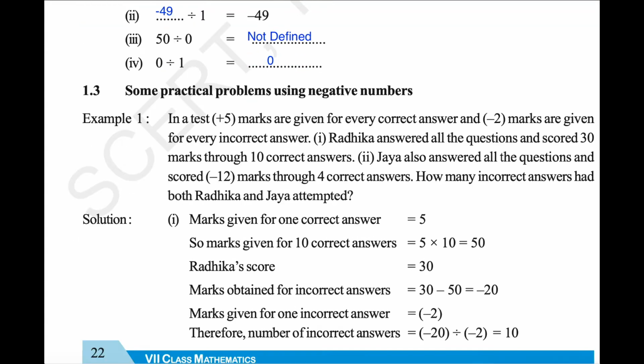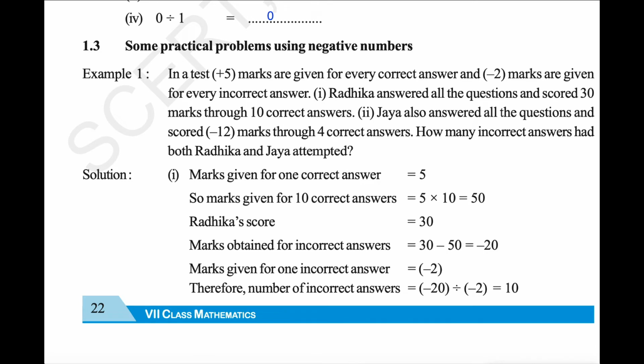Okay. Some practical problems using negative numbers. In a test, 5 marks are given for every correct answer and minus 2 marks are given for every incorrect answer. Radhika answered all the questions and scored 30 marks through 10 correct answers. Jaya also answered all the questions and scored minus 12 marks through 4 correct answers. How many incorrect answers had both Radhika and Jaya attempted?